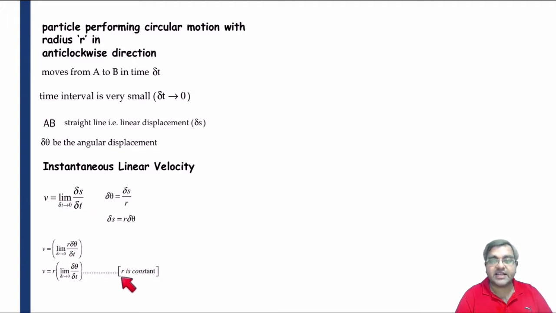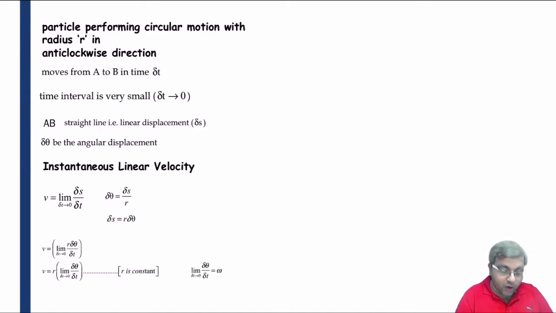Now since this radius is a constant, we don't take a limit of a constant. Remember this if you are a non-mathematics student appearing for NEET or any medical examination: your radius is a constant, so that is not going to be a part of the limit. So you take this radius outside and write r times limit delta t tends to 0, delta theta upon delta t.